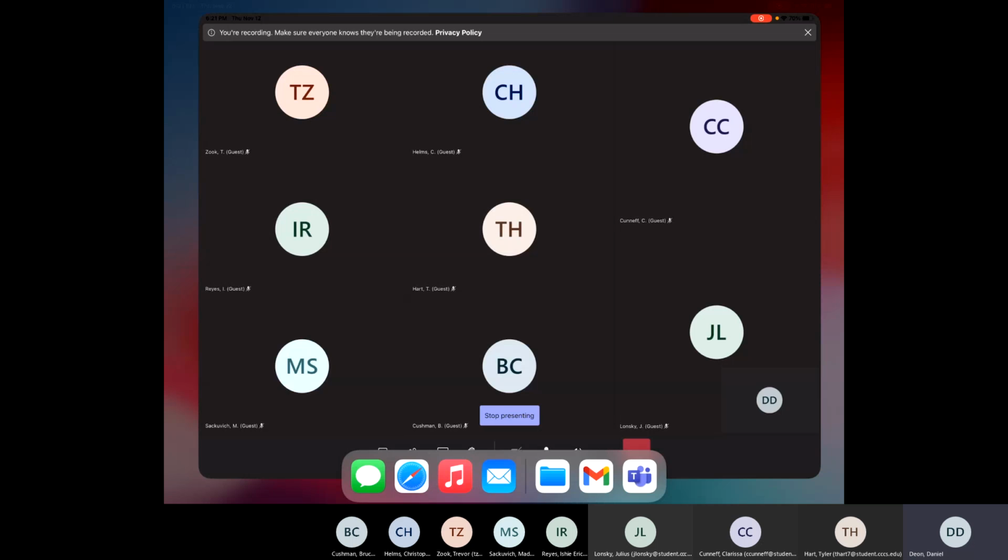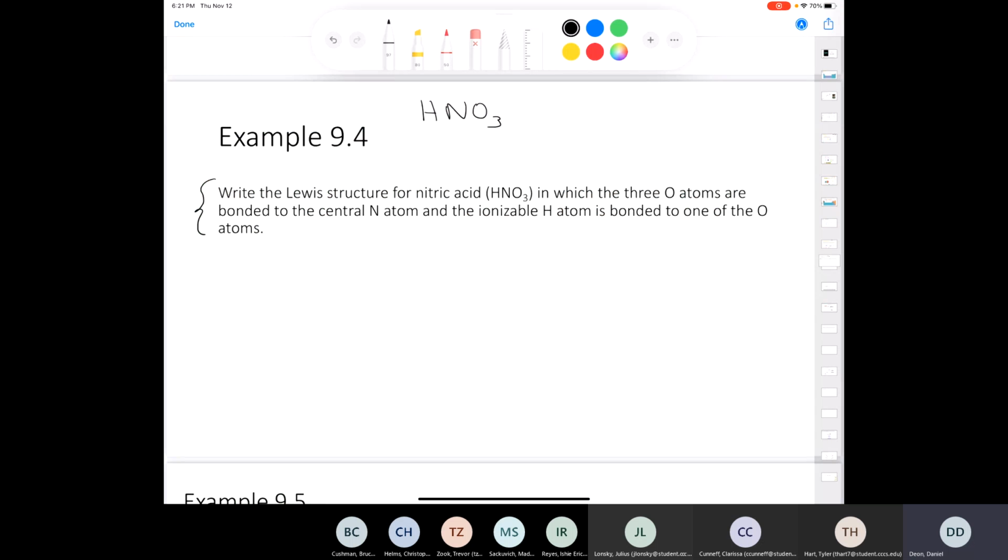Okay, so when we left off in the last video, we were looking at example 9.4, which asks us to draw a Lewis structure for nitric acid. And it gives us some really nice hints about the structure in that the 3 oxygen atoms are going to be bonded to the nitrogen atom. And the hydrogen is going to be bonded to one of those oxygens. Okay, so just by reading the problem, you could start by doing this.